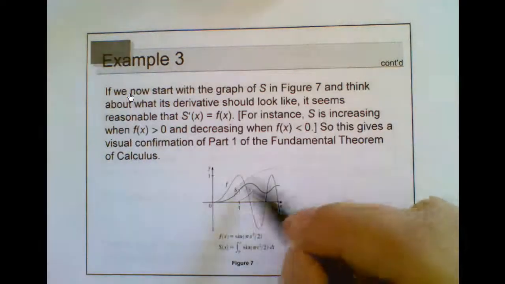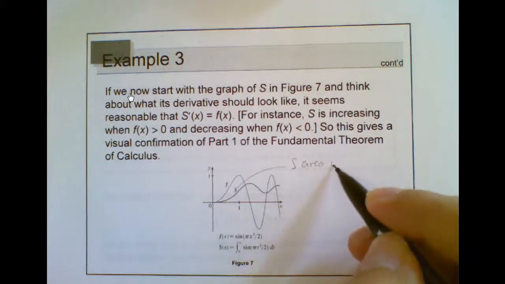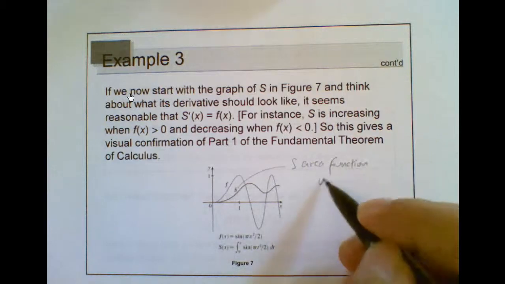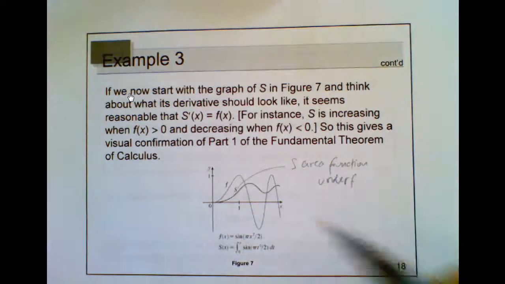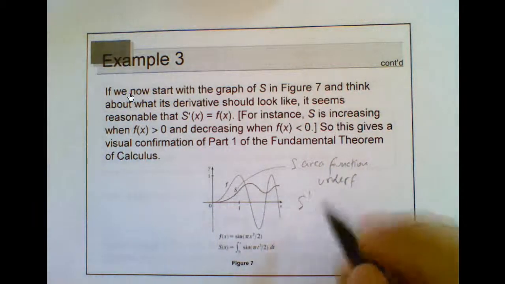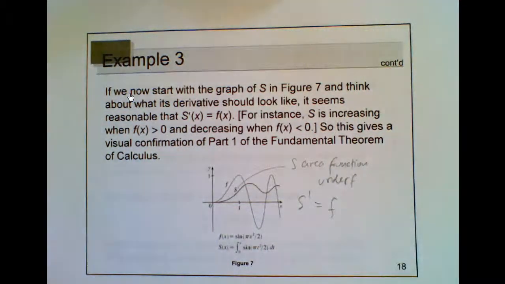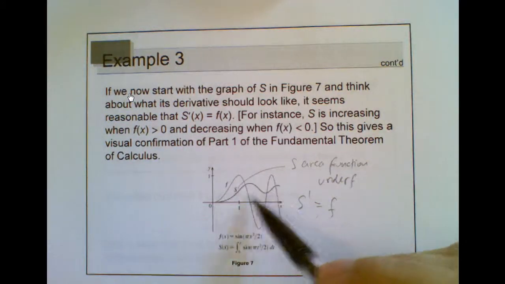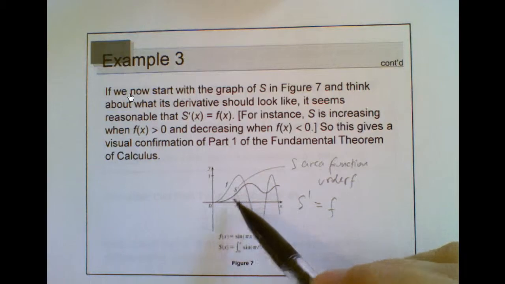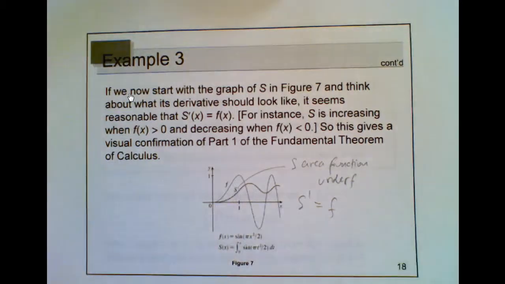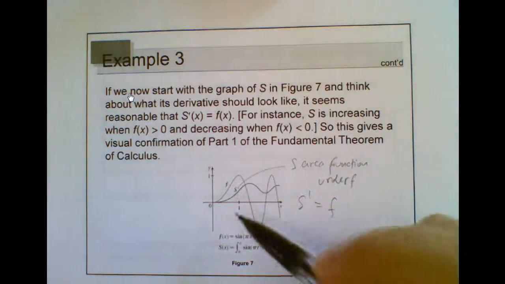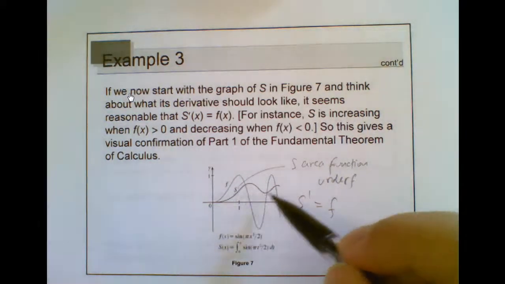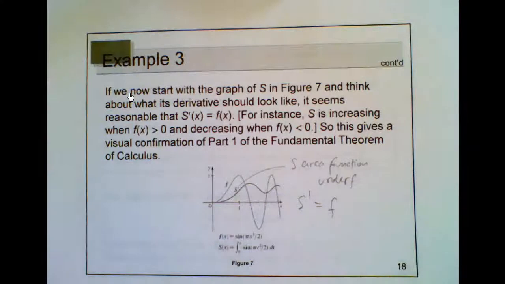So if S is the area function under F, the area under F, S prime is F. So if you have a function and you define the area under the curve as a function, the derivative of that area under the curve function is the function itself. Isn't that great? Okay, so let's look at some features in here so that we know what the relationship is. Is F prime S or is S prime F? It can get a little bit confusing.